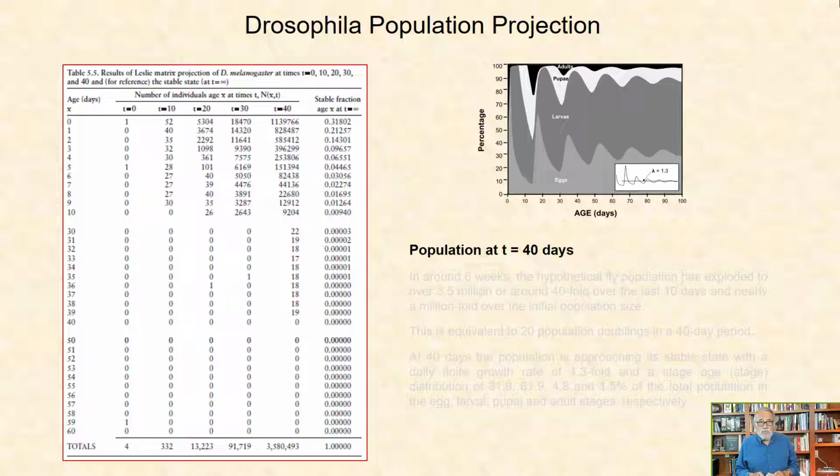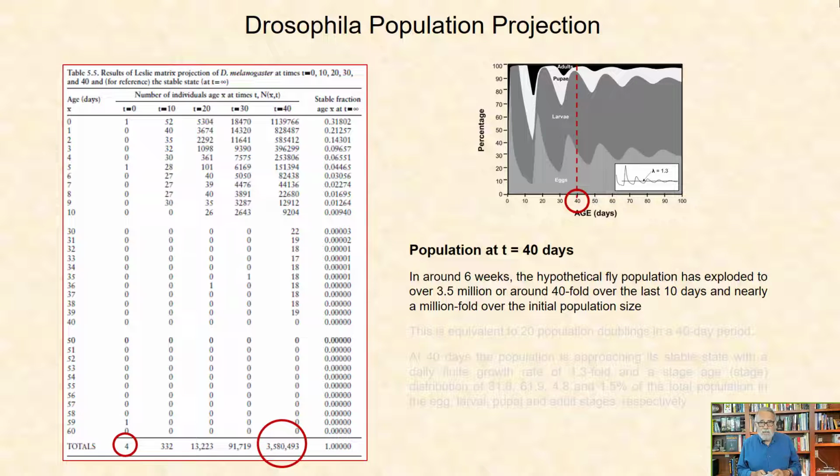Population at time t equal 40 days. In around 6 weeks, this hypothetical fly population exploded to over 3.5 million individuals, or around 40-fold over the last 10 days, and nearly a million-fold over the initial population size. This is equivalent to 20 population doublings in a 40-day period.